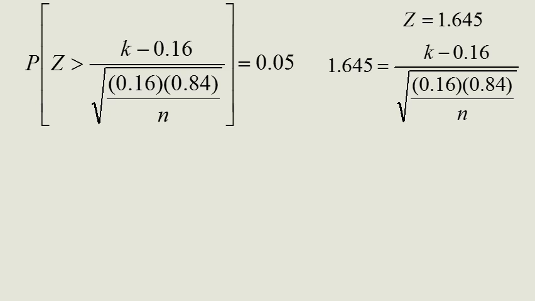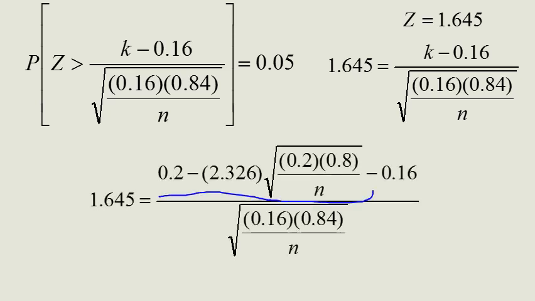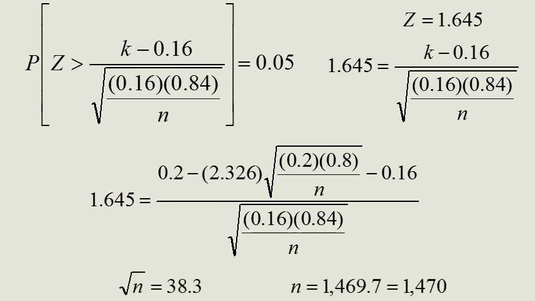Once again, we now have two equations with two variables, k and n. Now I'm going to use the equation from the previous slide. You might want to rewind and take a look at it and substitute it into this equation. This part here is what I substituted in for k. And we can now solve for n. It's almost identical to the last video, so you should know how to do it. You should get that n is equal to 1,469.7, round up to 1,470.